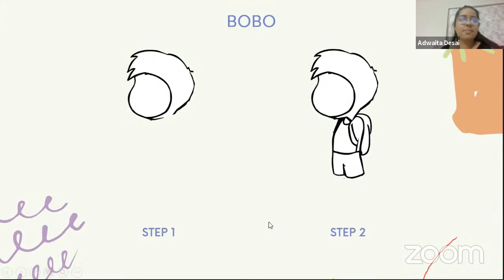Okay, I'm done with step number 1. Let us do the second. Once you do the face, you can draw a faint circle, and from that you can draw Bobo's face.